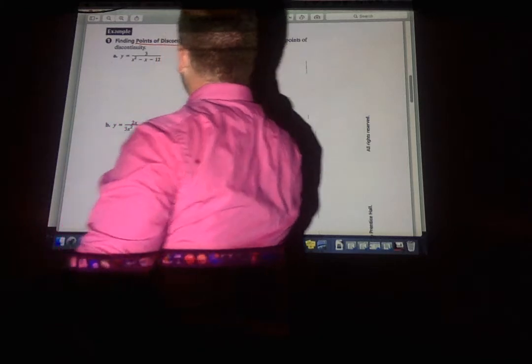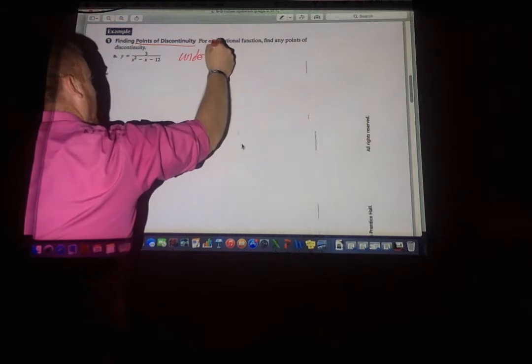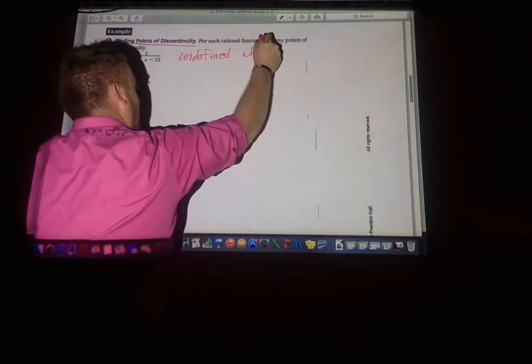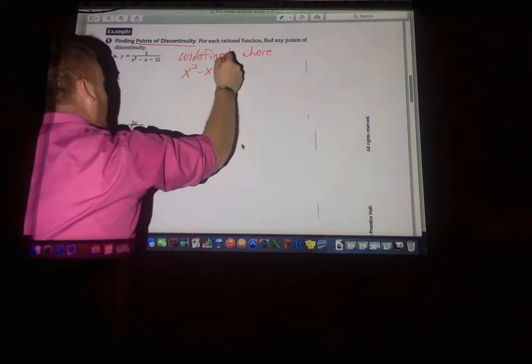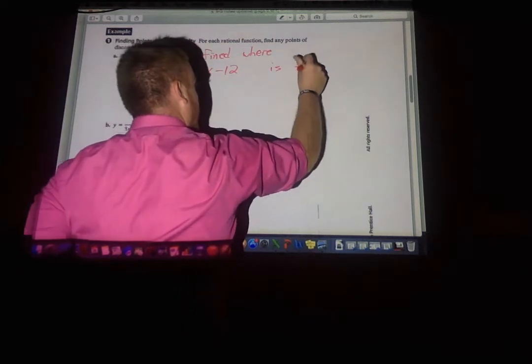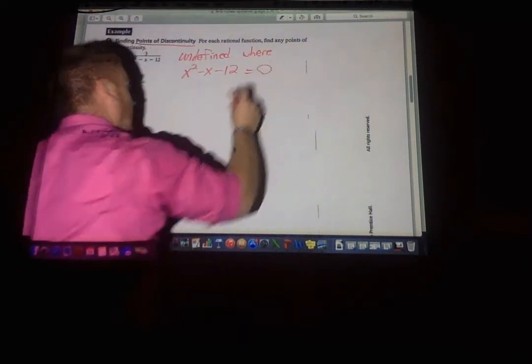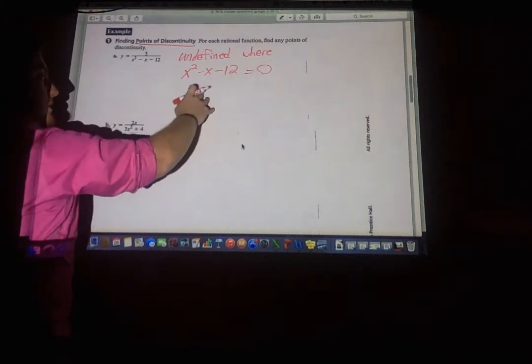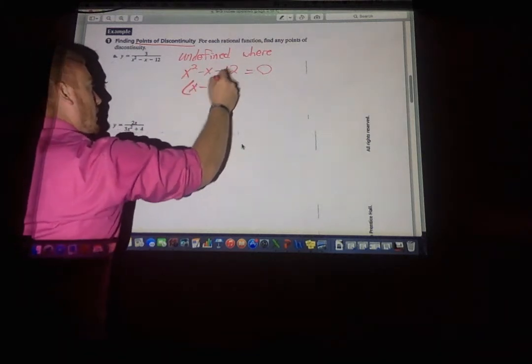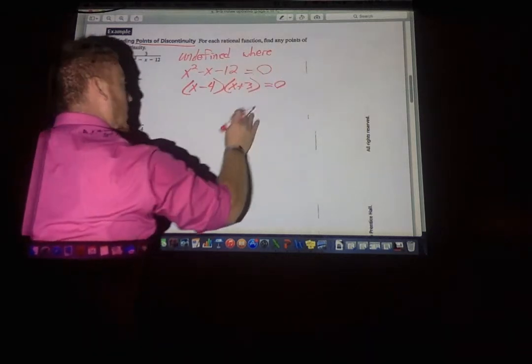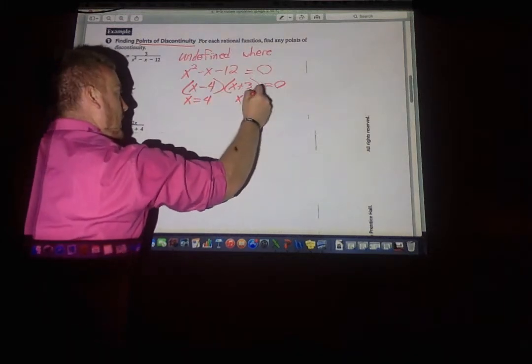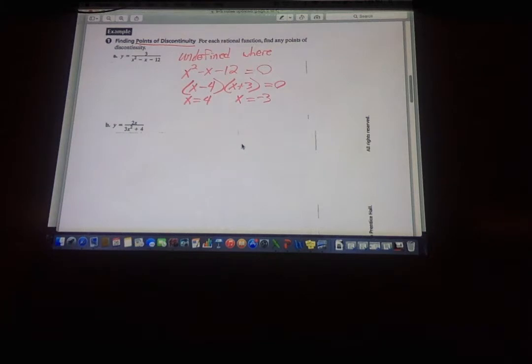All right, so it's asking for points of discontinuity. When we're doing points of discontinuity, I'm looking for wherever the function will be undefined. So to start out, it'll be undefined where the denominator, x squared minus x minus 12, is equal to 0. Okay? So now, to figure out where those are equal to 0, well, can we factor this? Can we solve this in certain ways to get my x values? Yes, I can. So it's x minus 4, x plus 3 equals 0. My two answers then is x equals 4, x equals negative 3. Those are 2 points of discontinuity.